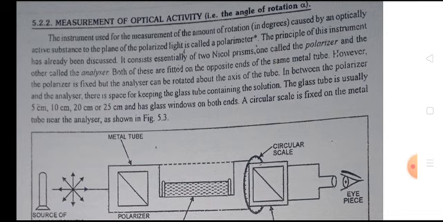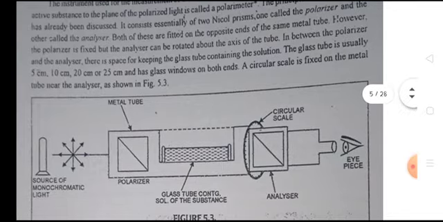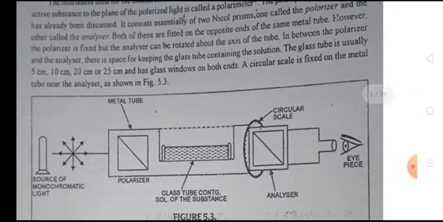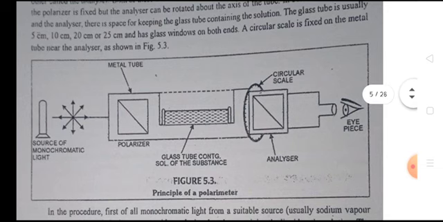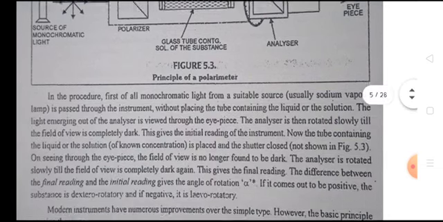Both of these are fitted on the opposite ends of the same metal tube. However, the polarizer is fixed, but the analyzer can be rotated about the axis of the tube. In between the polarizer and the analyzer, there is a space for keeping the glass tube containing the solution. The glass tube is usually 5 cm, 10 cm, 20 cm or 25 cm long and has glass windows on both ends. A circular scale is fixed on the metal tube near the analyzer.